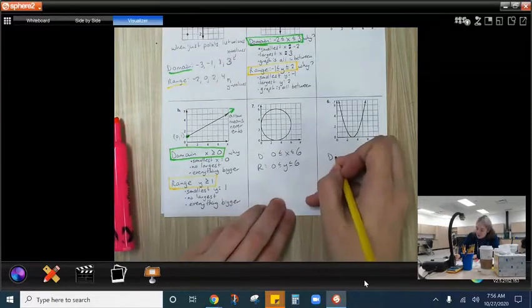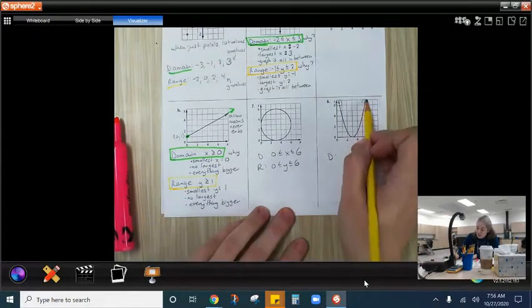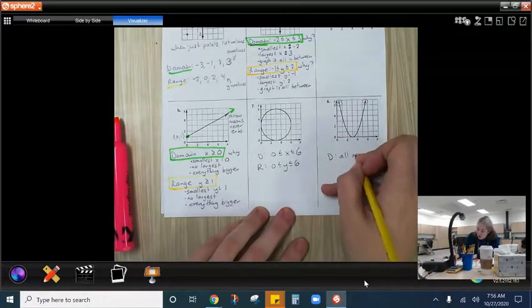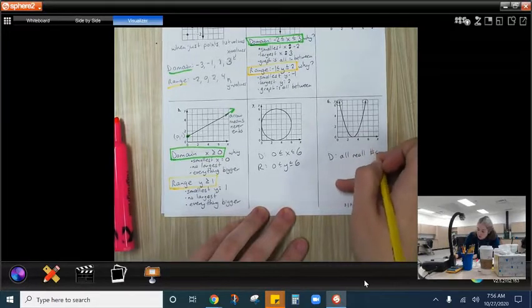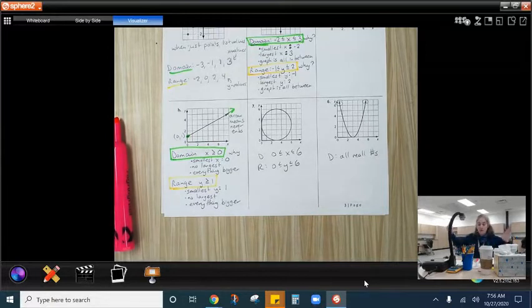All right, so domain for this one, all possible x values. You see how it's got arrows in both directions, right? It keeps going smaller and bigger. So this one is just all real numbers. All real numbers. It touches every x value. It goes forever and ever.